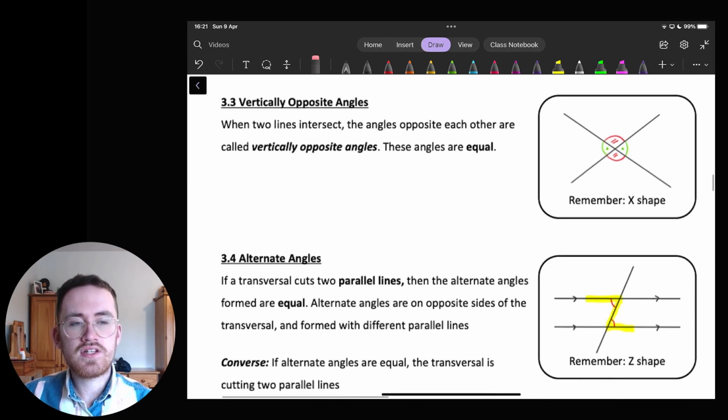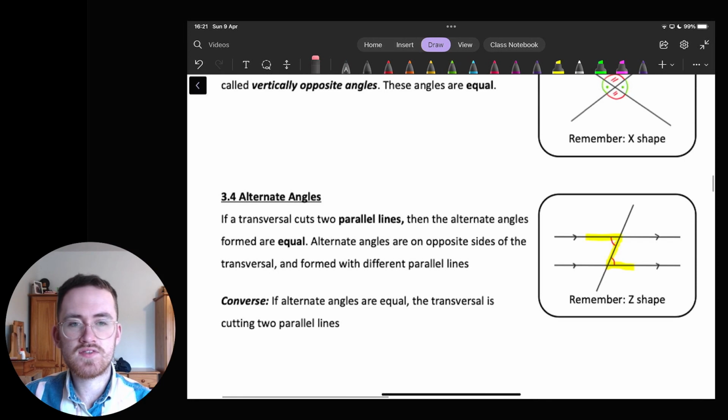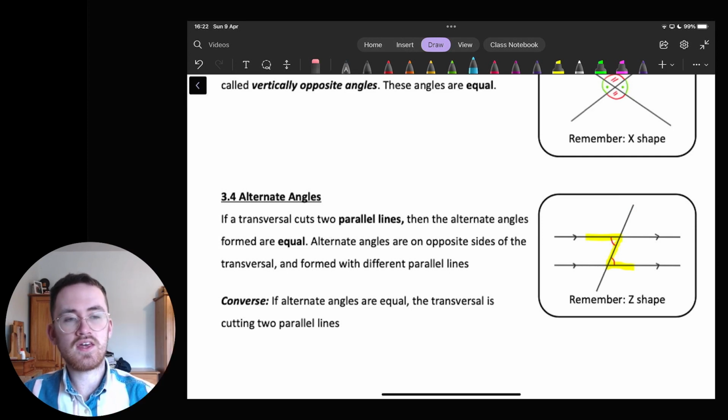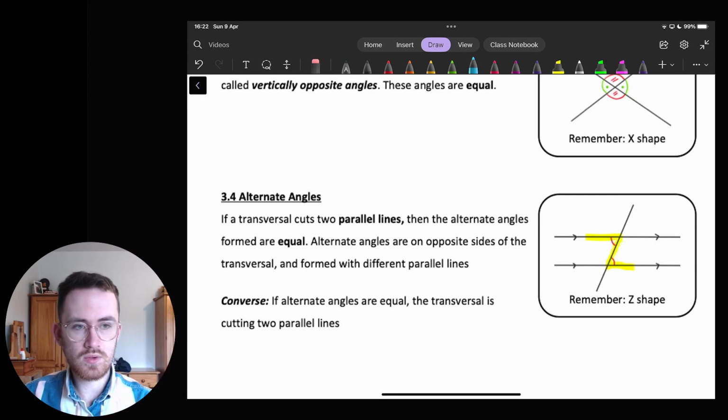Looking then at alternate angles, a transversal is a line, it's this line here. So if we have a line that goes through 2 parallel lines, then the alternate angles formed will be equal. And we think of this Z shape when we're looking at alternate angles. So what we mean is those 2 angles I've marked in red will be equal if those 2 lines are parallel. And the converse, we said the converse was the opposite of a theorem. So the converse is if those 2 red angles are equal, then that line is cutting through 2 parallel lines, because if they weren't parallel, those red angles might not be equal.